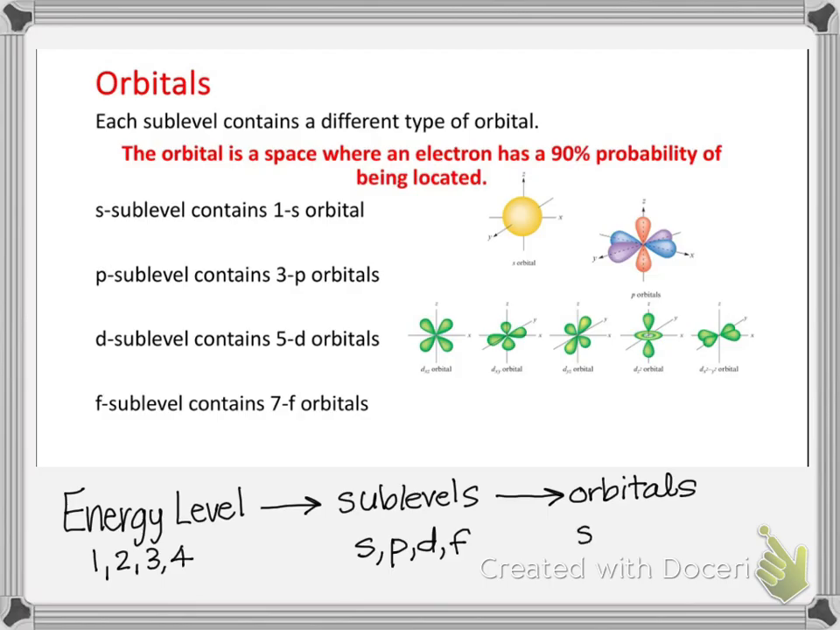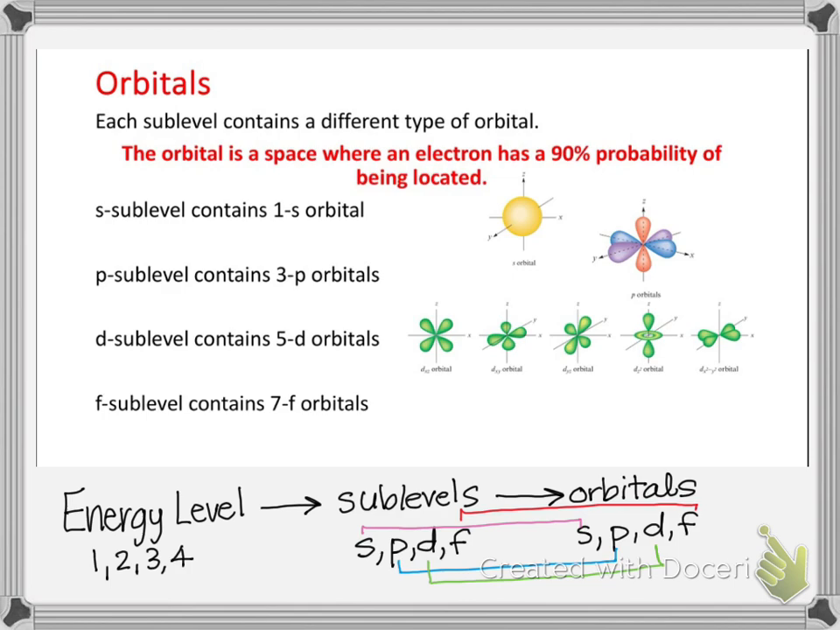Now, here's a funny thing. The orbitals have the same letter. How it works is, if you are in an S sublevel, you will only have S orbitals. If you are in a P sublevel, you would have P orbitals. If you are in a D sublevel, you would have D orbitals. And if you are in an F sublevel, you would have F orbitals. So the orbitals are named after the sublevel you are in.